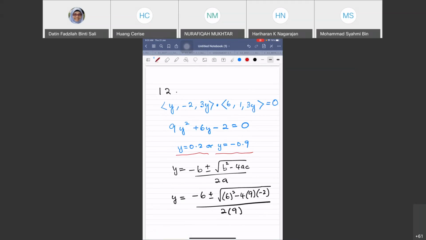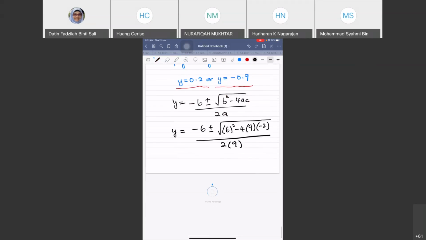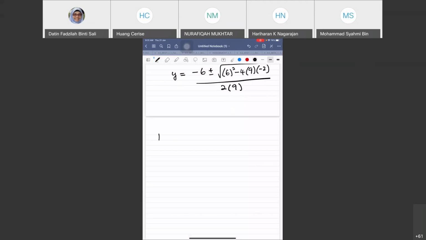Okay, it's possible to have these two possible answers for y. I suppose everybody can get the same answer also. That is 12. Okay, any question? If not, then we move on to question 13.